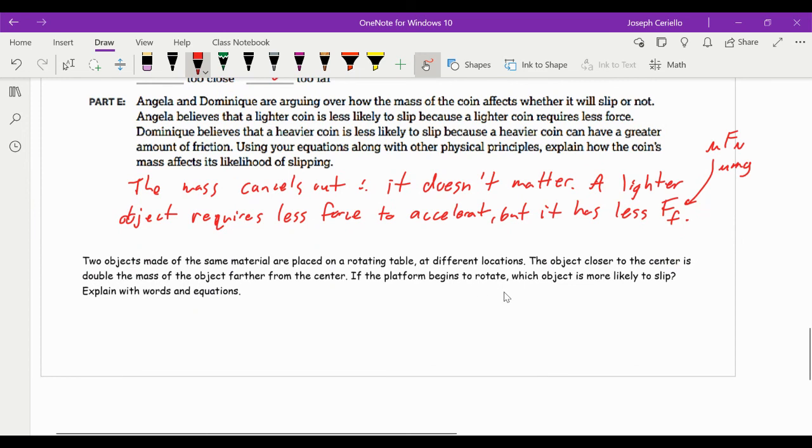And here's a last objective for you to answer. Just answer it on your own. It's a pretty quick one. Two objects made of the same material are placed on a rotating table at different locations. The object closer to the center is double the mass of the object farther from the center. If the platform begins to rotate, which object is more likely to slip? Read it carefully because there's more than one thing at play. There are different masses and different radii.